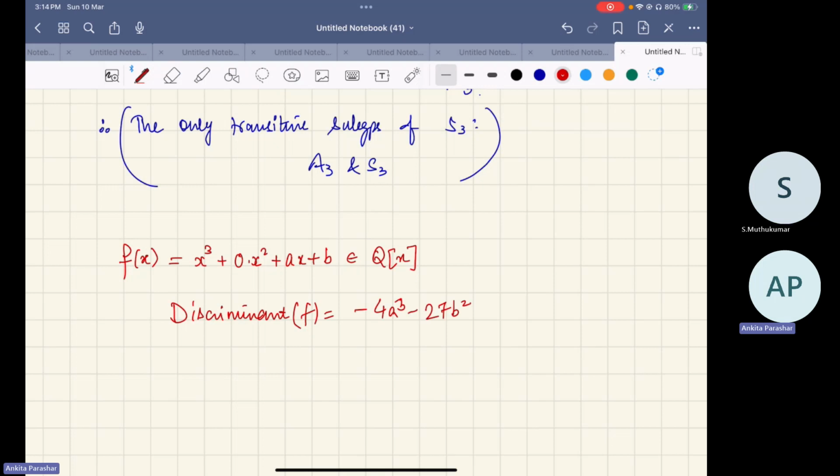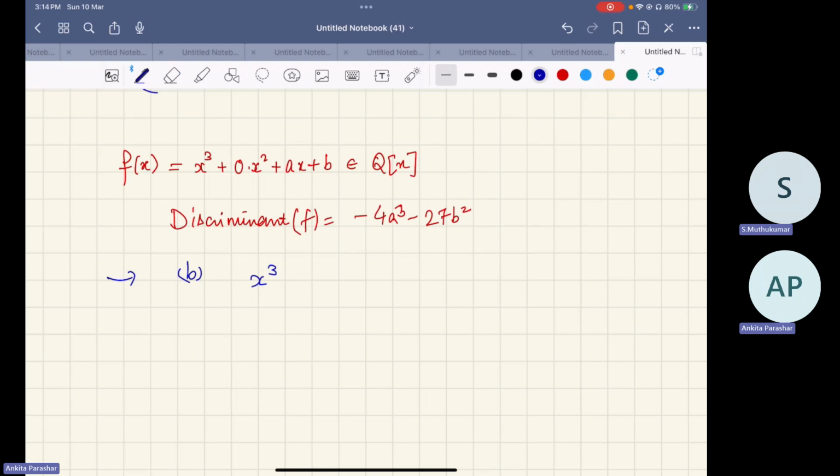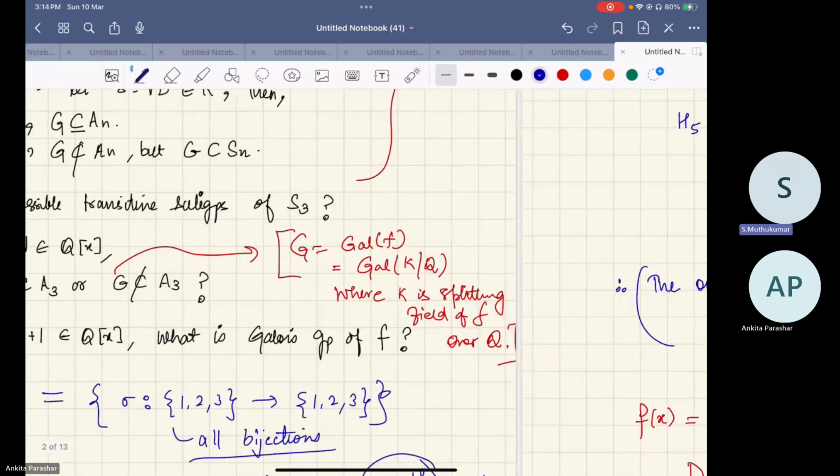Is this what you are trying to say? Yes, minus 4a cubed minus 27b squared. All right, our a is minus 3. For our case, a is minus 3, right? And b equal to 1. So b implies minus 4 into minus 27.